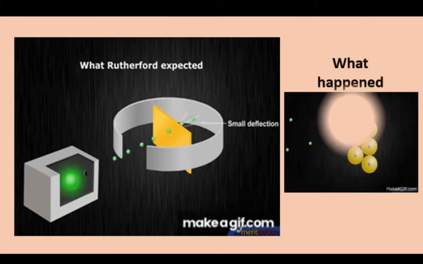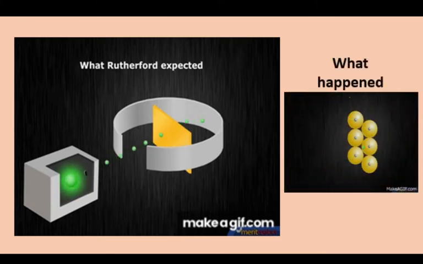However, they observed that most of the alpha particles did go through the gold foil undeflected. But what surprised them was that there were a few alpha particles that practically bounced back towards the source and some that were deflected at smaller angles.